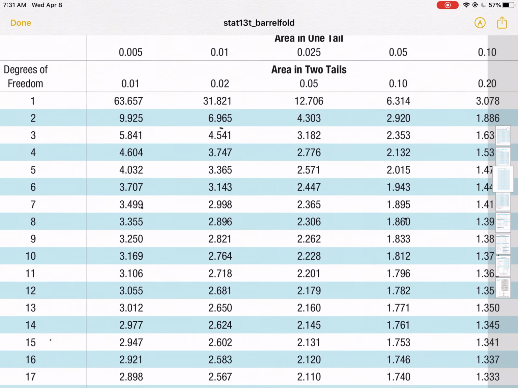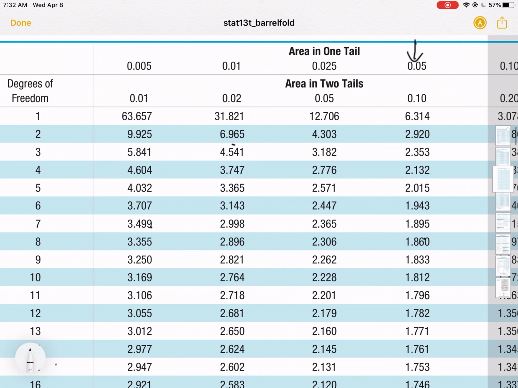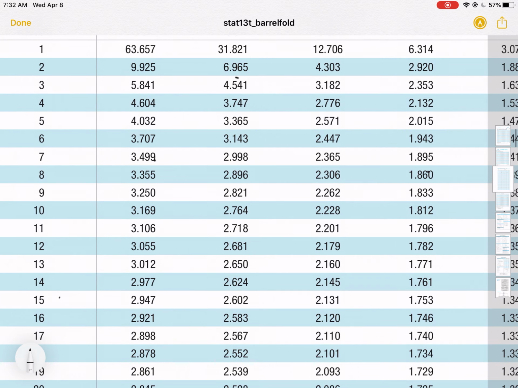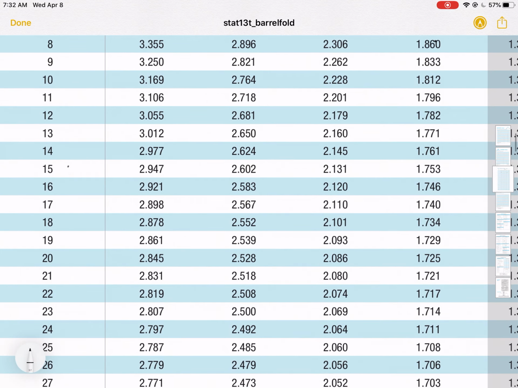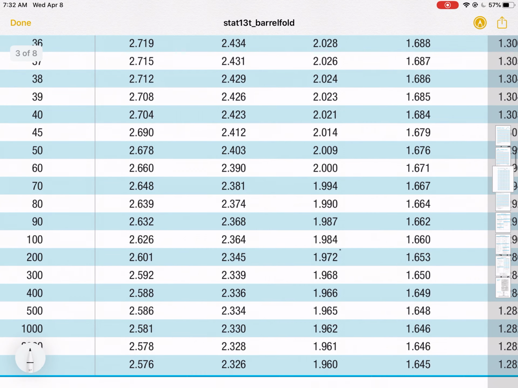Now, if you remember, we had one tail, and only one tail. That's why this chart is split into area in one tail, area in two tails. Because we had 0.05 in one tail, we're going to be in this second to the last column. So we're in the 200th row, second to the last column. Let's go find it. That'll be the column showing right here at the very end.